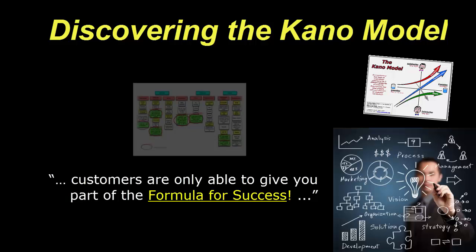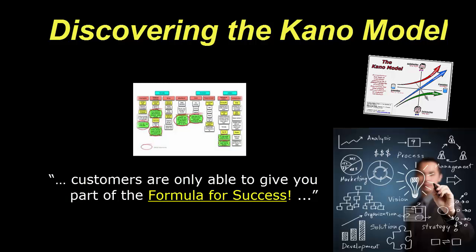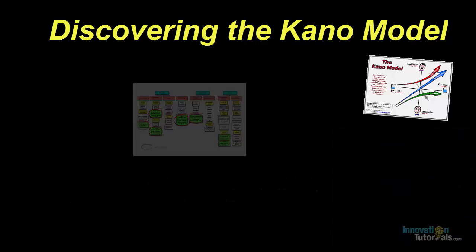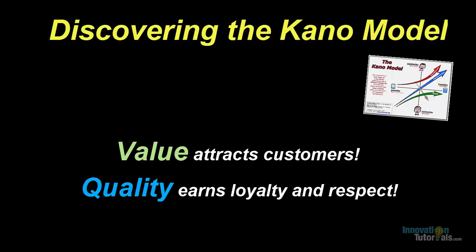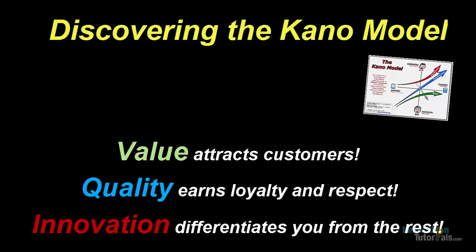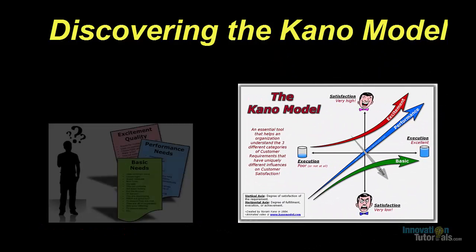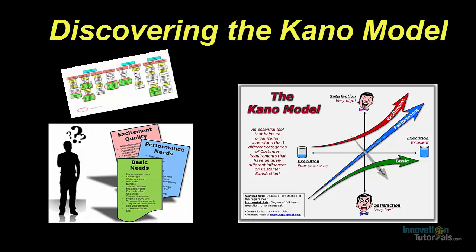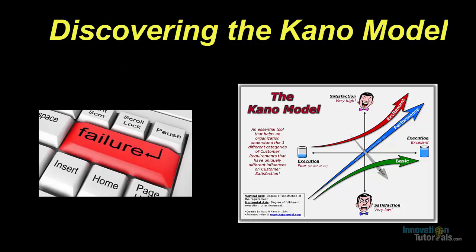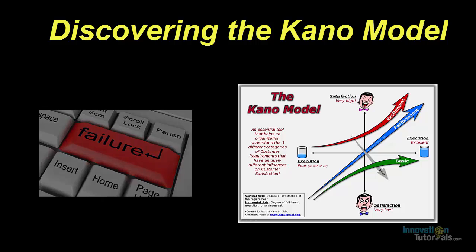So if this is true, how can we gather all the necessary requirements to consistently design winning products and services that deliver on value, quality, and innovation? Part of the answer lies in a model developed by Japan's professor Noriaki Kano. His model describes 3 distinct and unique types of customer needs that occur at a conscious and subconscious level. If we miss any of these, we'll likely end up with a lukewarm offering that's not very competitive or profitable.